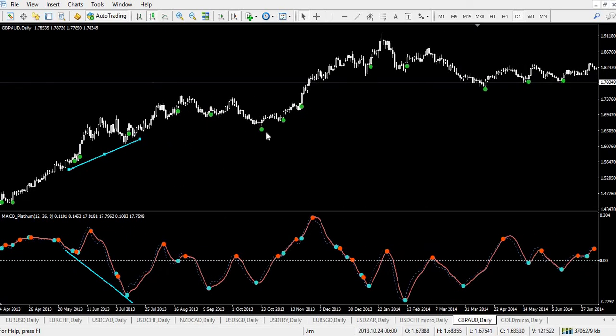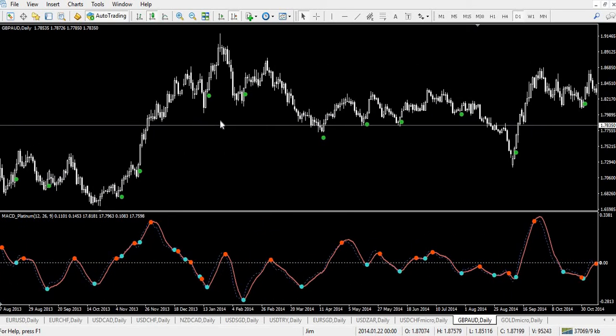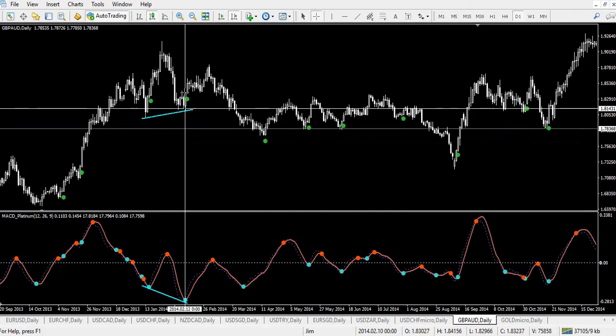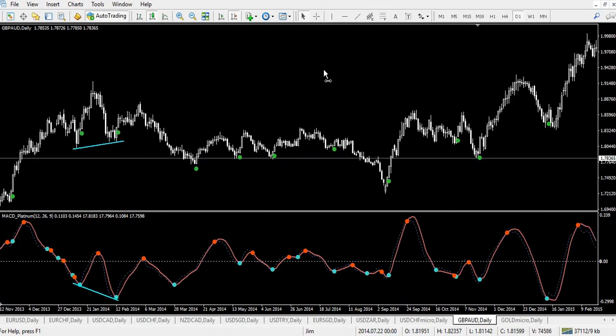Price is up, MACD's down. There's one here. Price is definitely heading up slightly. Higher lows. MACD going down. Take the buy in there. Not a huge trade, but still a winner. And a valid signal.